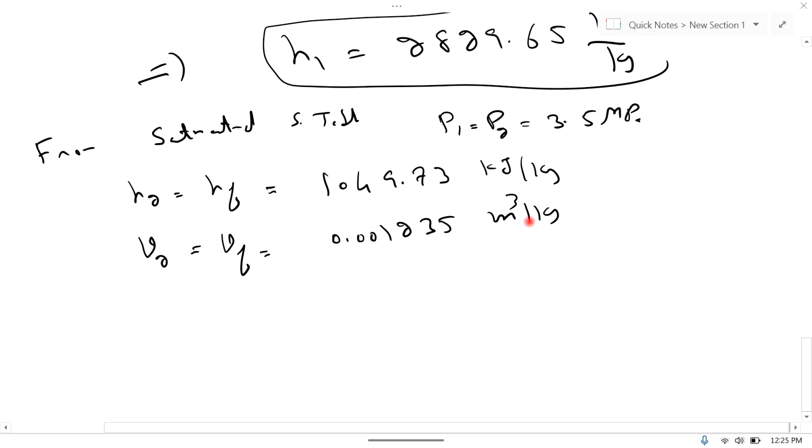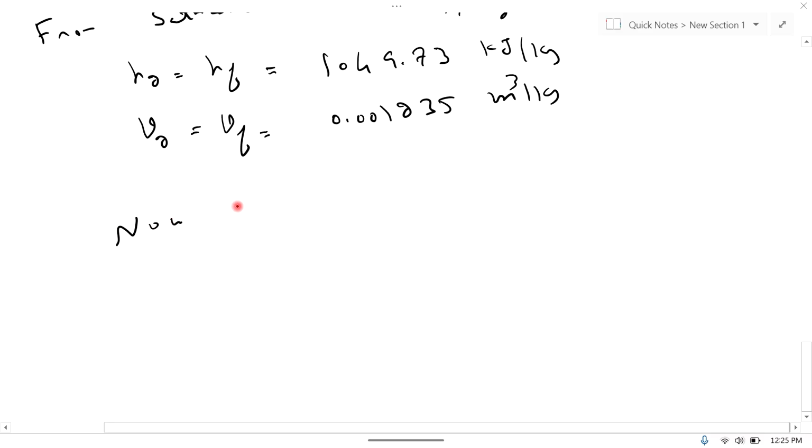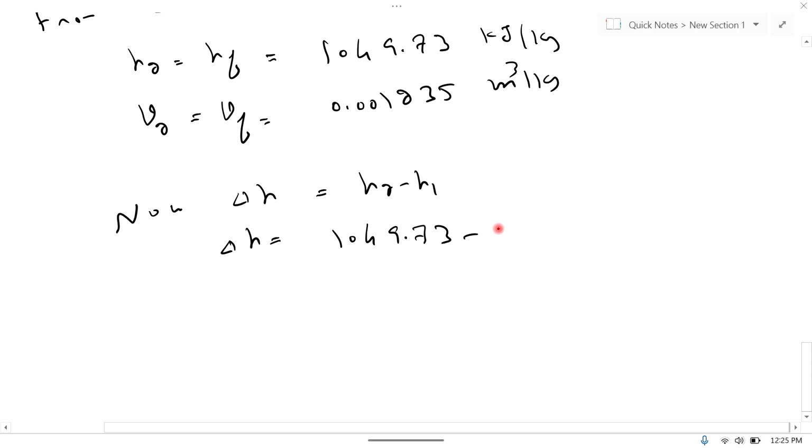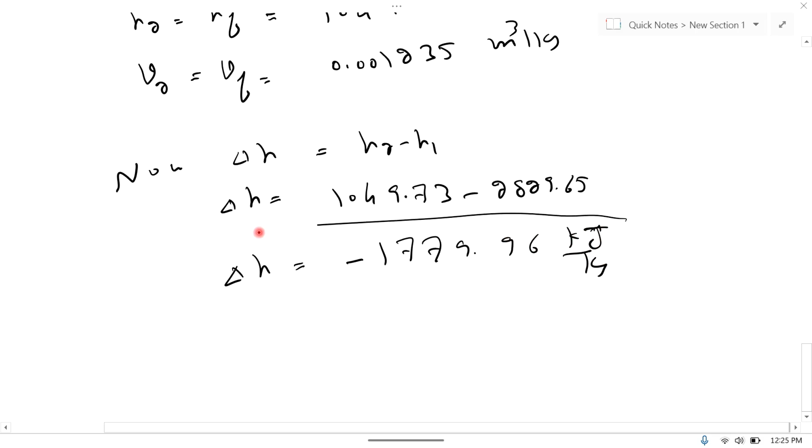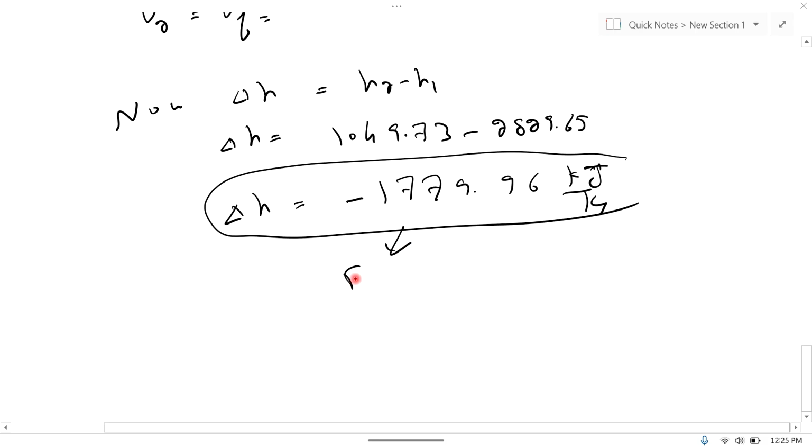Now we can easily find del H. Del H is equal to H2 minus H1, so del H is 1049.73 minus H1, which is 2829.65. So the change in enthalpy is equal to minus 1779. Negative sign means that enthalpy decreases in cooling.